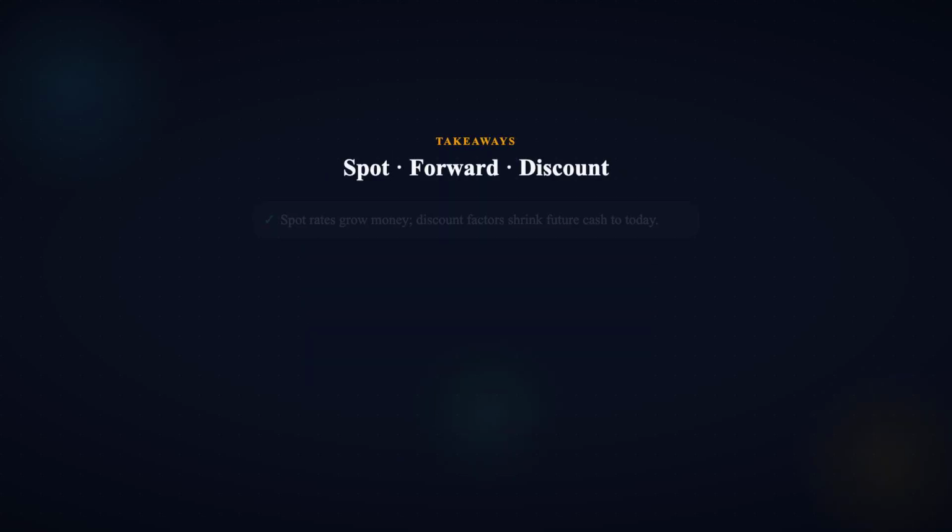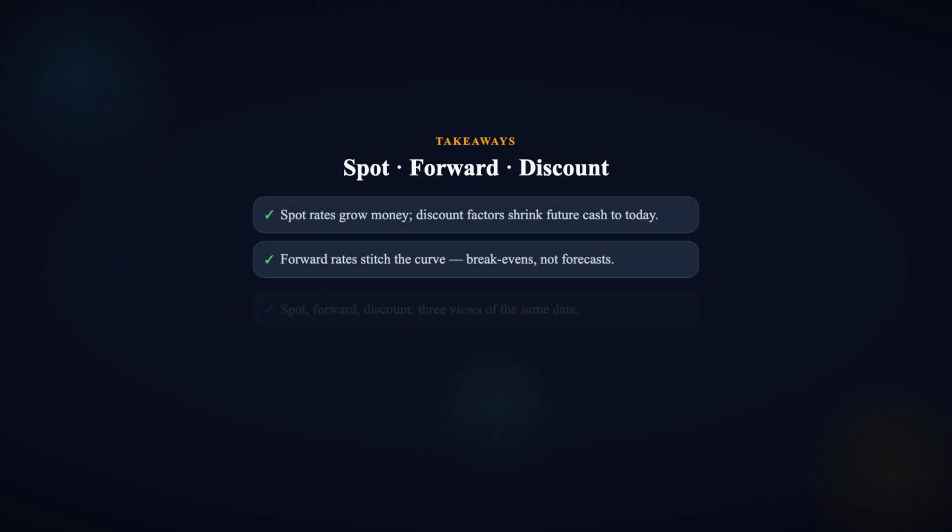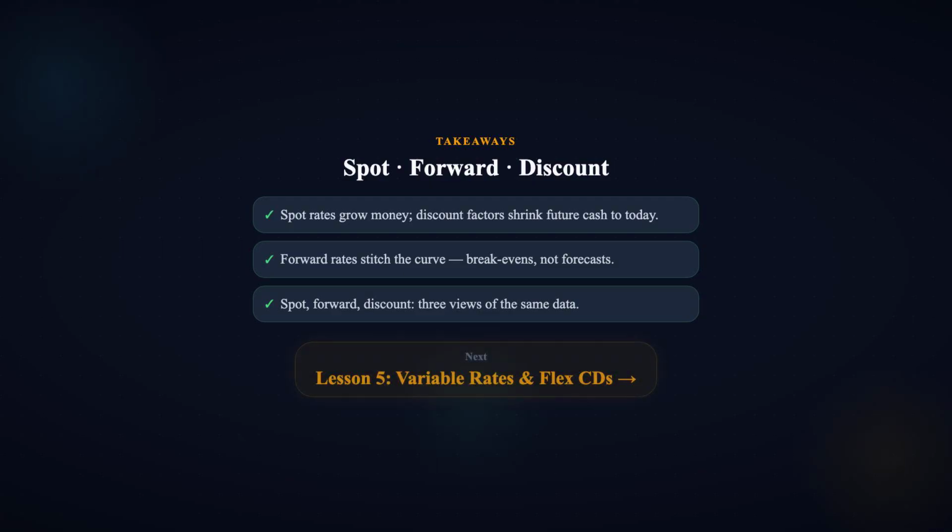3 takeaways to carry forward from this lesson. 1. Spot rates are the market's current offer for money delivered at a specific future date. Discount factors translate that into a price. B(0,t) tells you how many cents today buy $1 at time t. 2. Forward rates are implied by the spot curve through the no-arbitrage condition. They are break-even rates, not forecasts.